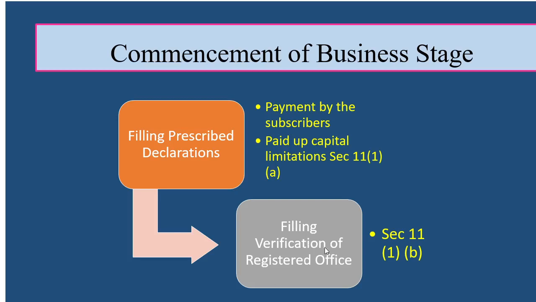And the second one, filing verification of registered office. At this stage they should file the physical registered office address of the company with the registrar under section 11(1). So this is the commencement stage, with only two steps: filing prescribed declarations with respect to subscription by the subscribers, and verification of registered office. Here they verify whether there is actually a company in that place, for example, if we have given details saying we started a company at Punjalkatte, they verify whether there is a registered office there or not. So that is filing verification of registered office.